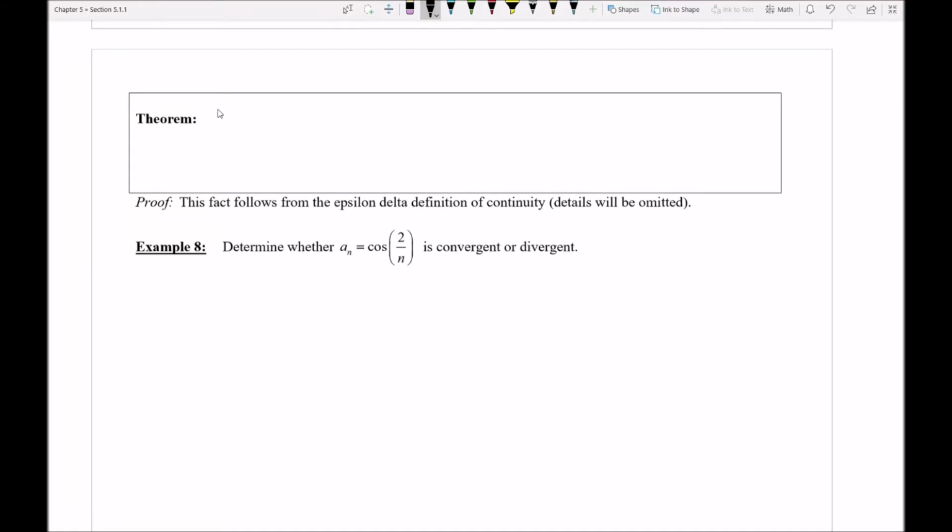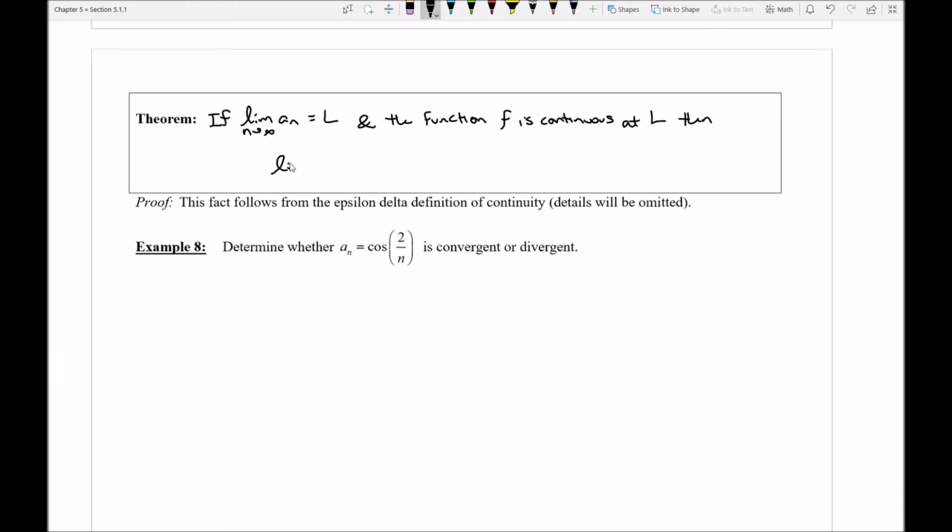In this video, we're going to go ahead and try to build another tool that we can use to help us when trying to determine the limit of a sequence. Here's what we have. This theorem states that if it is the case that the limit of a sub n is equal to L as n goes towards infinity, and the function f is continuous at the value of L, then I can go ahead and perform the following manipulation.